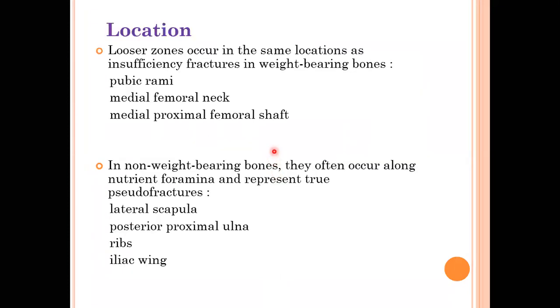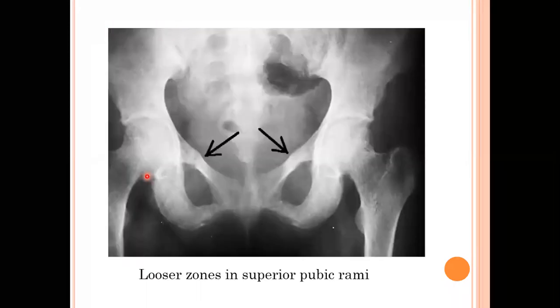Location: a looser zone occurs in the same locations as the insufficiency fractures, and the weight-bearing bones include pubic rami, medial femoral neck, and medial proximal femoral shaft. This is what we mentioned, that it occurs on the medial side, while insufficiency fracture occurs at the lateral cortex of the proximal femoral shaft. In non-weight-bearing bones, they often occur along nutrient foramina and represent the true pseudofracture. These include the lateral scapula, posterior proximal ulna, ribs, and iliac wing.